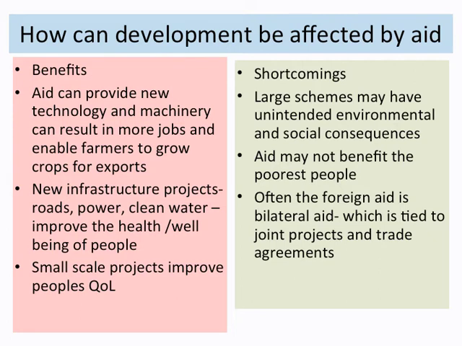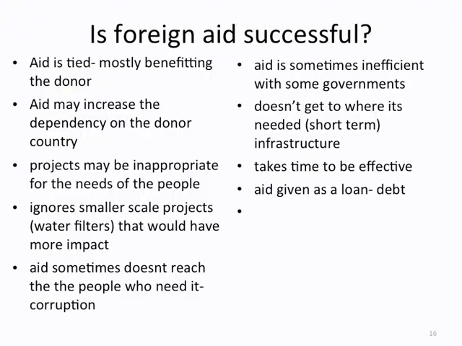However, it's said that there are some shortcomings. Large schemes may have unintended environmental and social consequences. Aid may not benefit the poorest people, and often the foreign aid is bilateral aid, which is, like I said, tied. Is foreign aid successful? This has been asked many times by the exam board.